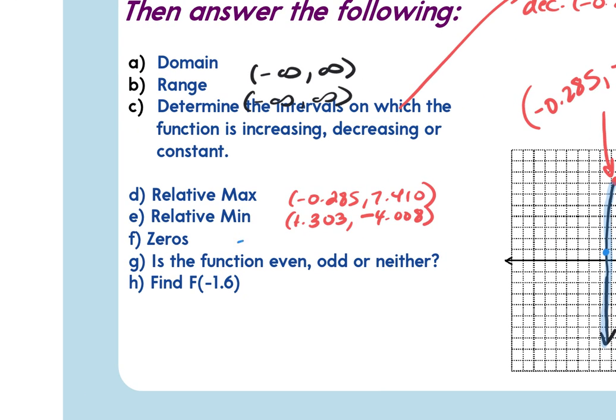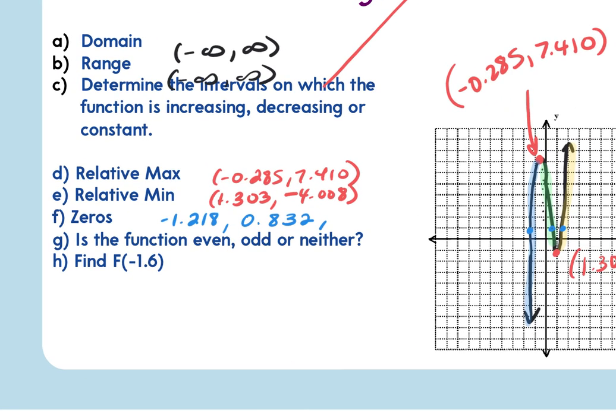And I get negative 1.218. Trace it again, 0. Now I'm going to the left of the second time it crosses through the x-axis, then right of it, and then guess. And I get 0.832. And then the last time it crosses through, second trace 0, I want to go left of it, I want to go right of it, and I want to go right there, and that's 1.613.